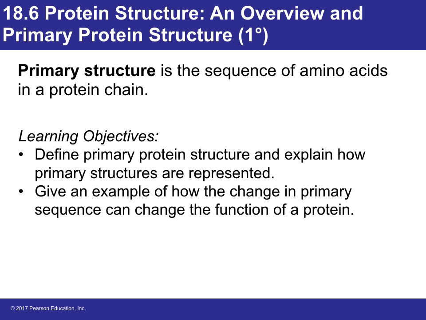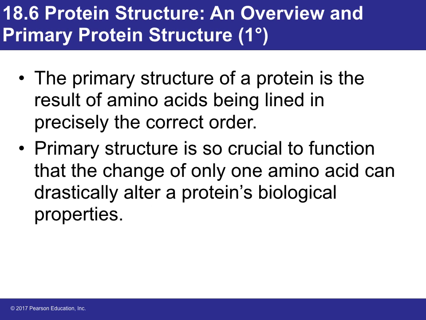You need to be able to define what the primary protein structure is, explain how it is represented, and also give an example. Primary structure of a protein is the result of the sequence, the lining up of those amino acids in a specific order. Very important to the proper function, and the change of only one amino acid can actually have really drastic consequences on the protein's biological properties and the physiology.